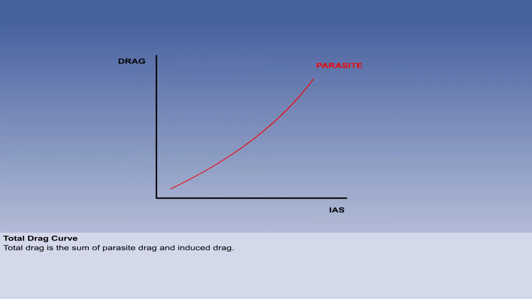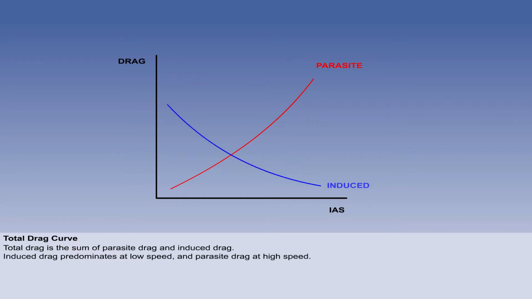An aircraft's total drag can be defined as the sum of its parasite drag and induced drag. This lesson examines the essential aspects and significance of total drag. If the curves for parasite drag and induced drag are plotted together, you can easily see the predominance of induced drag at low speed and of parasite drag at high speed.